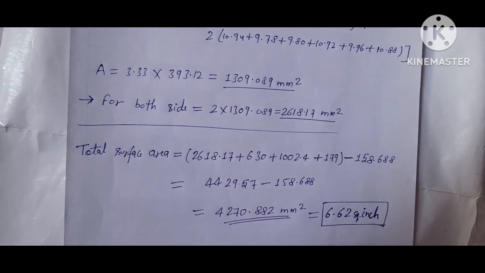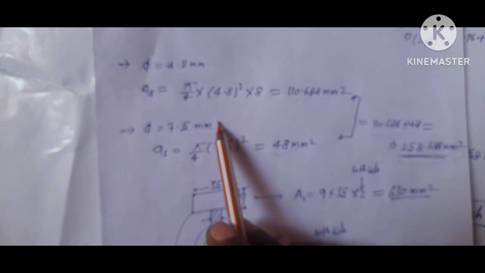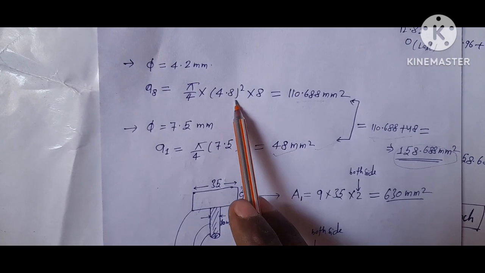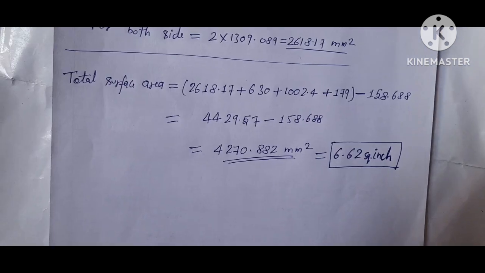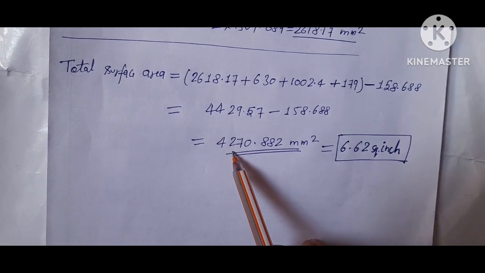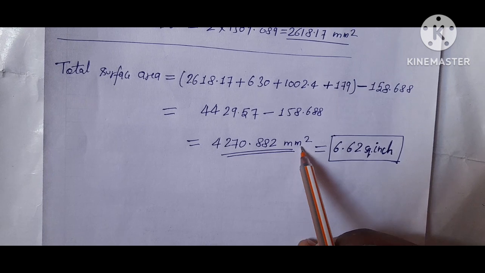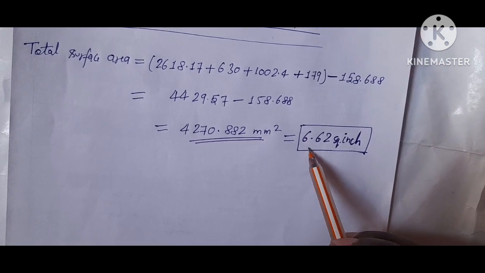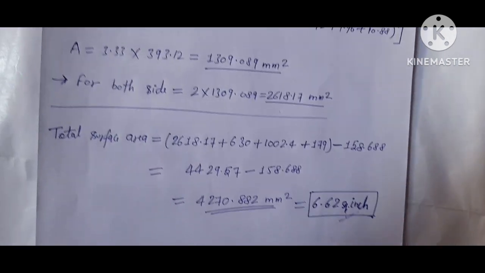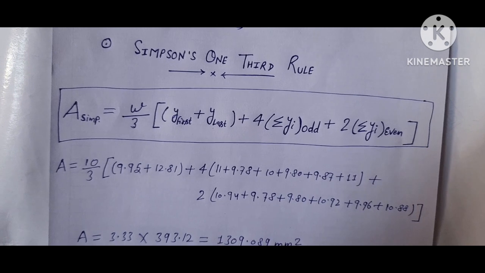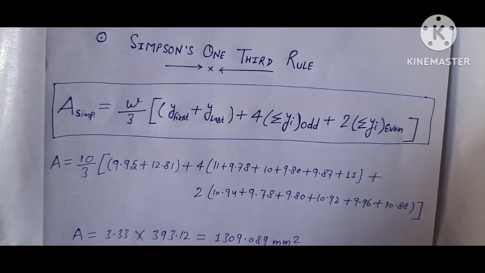The hole area is here, this bigger hole and the smaller 8 holes, and this one bigger hole is here 1.8. So after calculating you get 4270.882 mm square, and after conversion it comes to 6.62 square inch. So this is Simpson's 1/3 rule for calculating any uneven surface area.